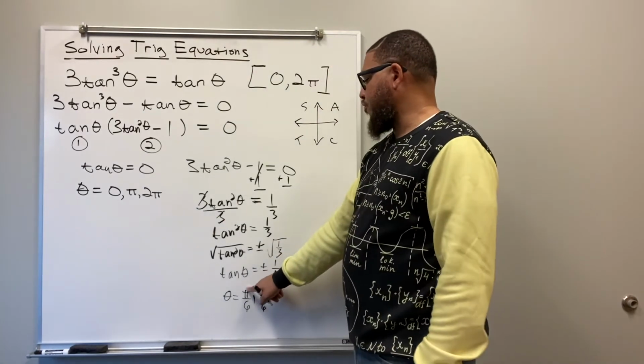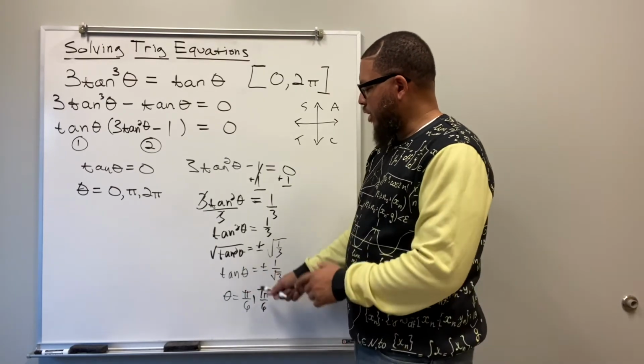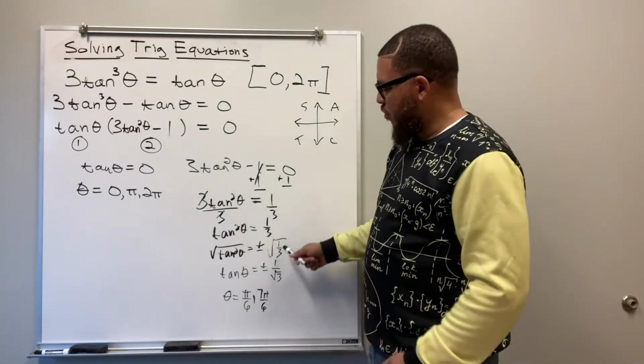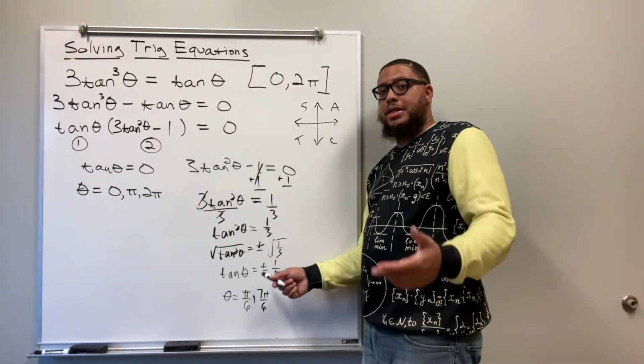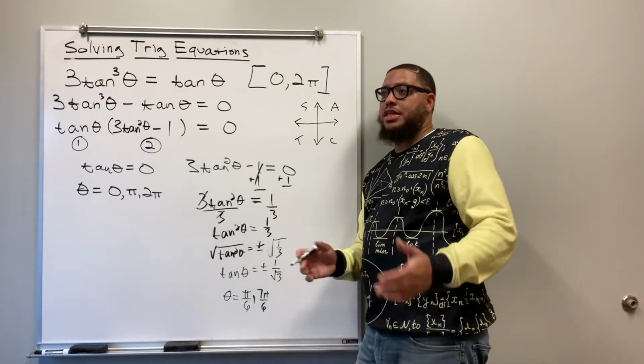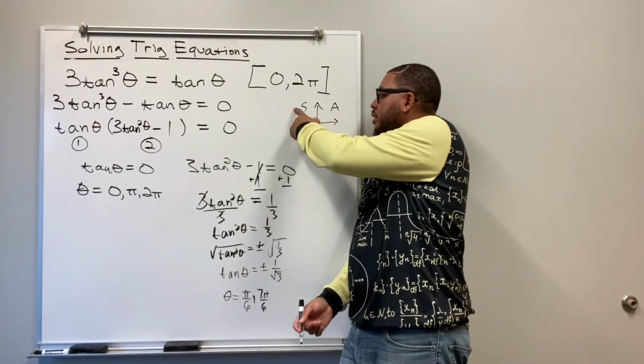So 7 pi over 6. Pi over 6 is the first quadrant. 7 pi over 6 is the third quadrant. Those are the two angles that have a positive tangent of 1 over the square root of 3. All right, but what about the negative? What about the angles that have a tangent of negative 1 over the square root of 3? Those are in the second and fourth quadrant.